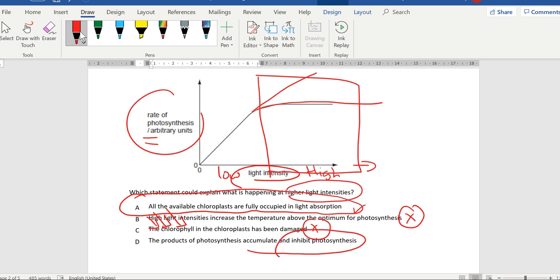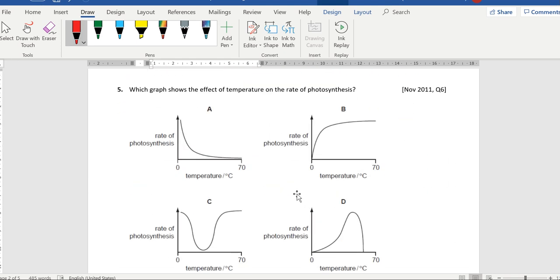So that means that you can't increase the rate of photosynthesis even further. All right, question number 5. Which graph shows the effect of temperature on the rate of photosynthesis?